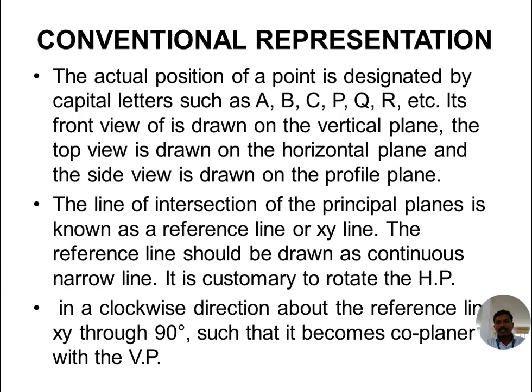And next one, conventional representation. The actual positions of a point are designated by the capital letters such as A, B, C, P, Q, R, etc. Its front view is drawn on the vertical plane, the top view is drawn on the horizontal plane, and the side view is drawn on the profile plane.